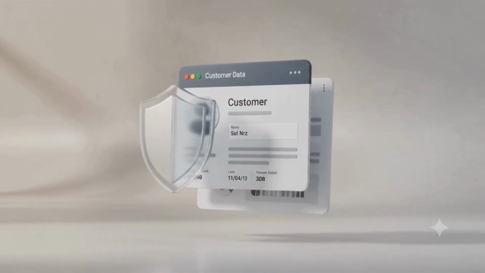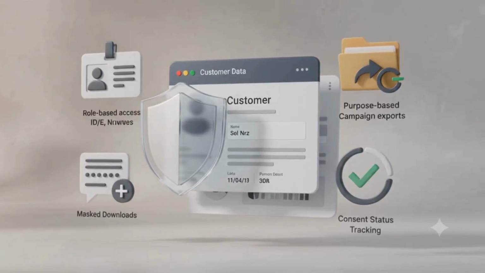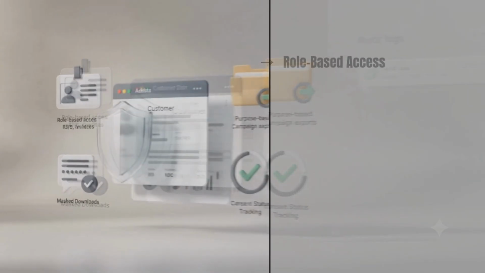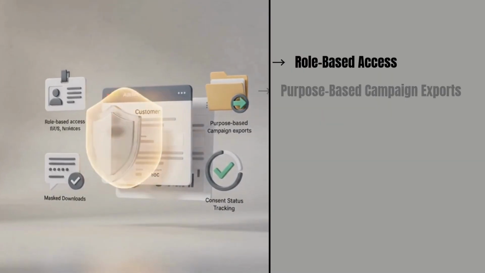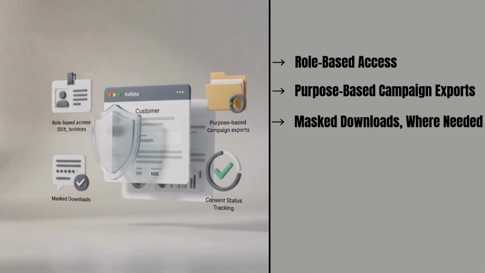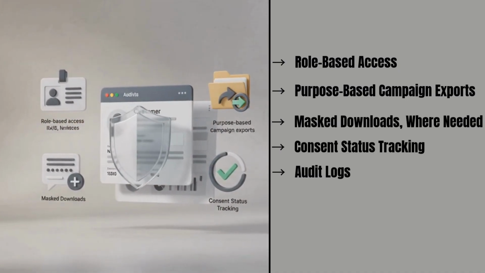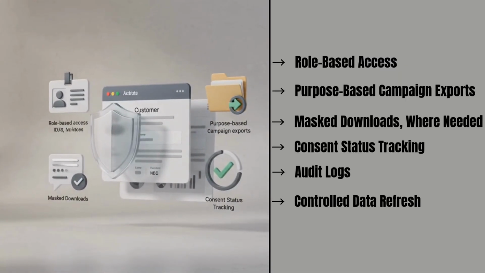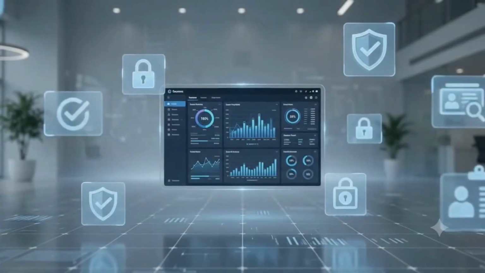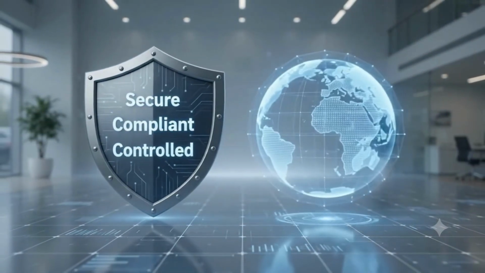One last important point. Customer data is becoming more sensitive and more regulated every year. So BI-Sherpa is built with role-based access, purpose-based campaign exports, masked downloads where needed, consent status tracking, audit logs, and controlled data refresh. This doesn't remove your responsibility as a dealer, but it gives you a far more disciplined and defensible way to manage your customer data.